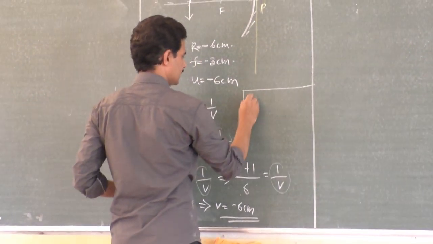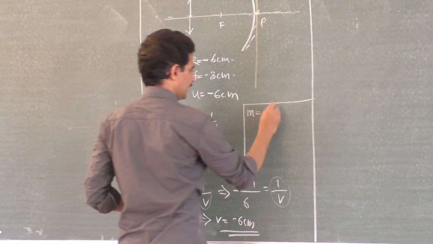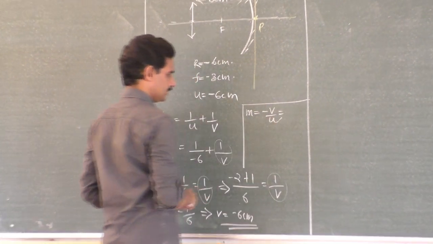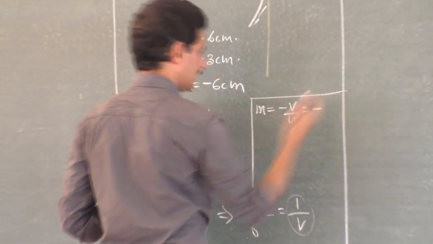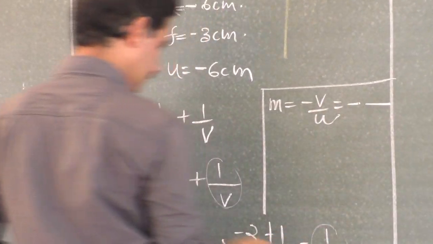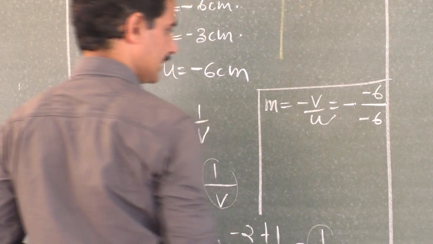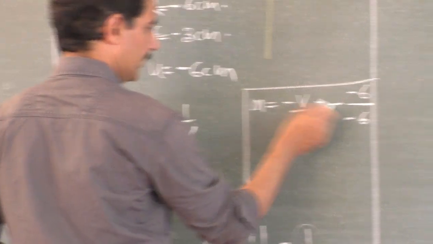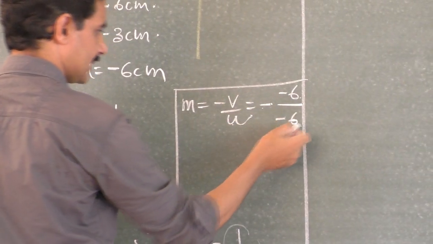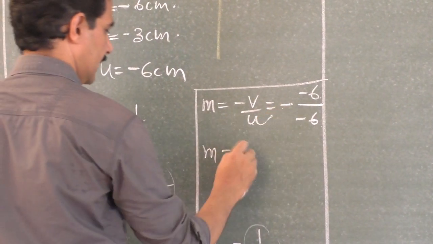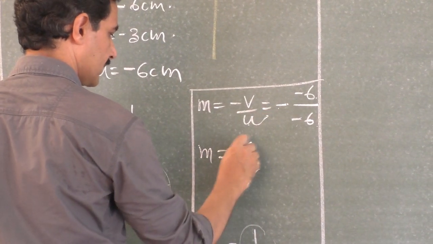What is magnification? Magnification is minus V by U. If you substitute this, the minus is in the formula itself, then V by U. V is minus 6, object distance is minus 6. So this minus is in the formula. V is minus 6, U is minus 6. So what is the total magnification? Minus 1.